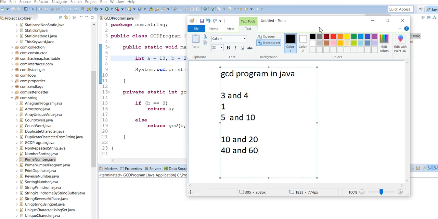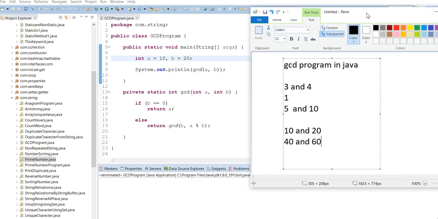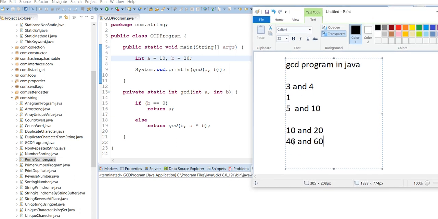You can see here, if you give 40 and 60, the greatest common divisor will be 20. If you give 10 and 20, the greatest common divisor will be 10. If you give 5 and 10, the greatest common divisor will be 5. So I'm going to execute the program.